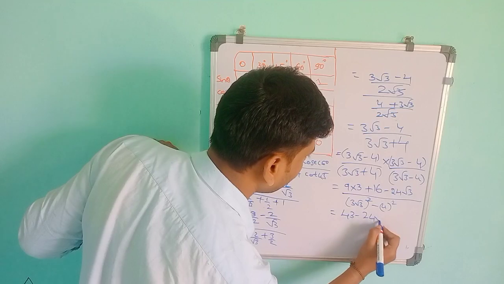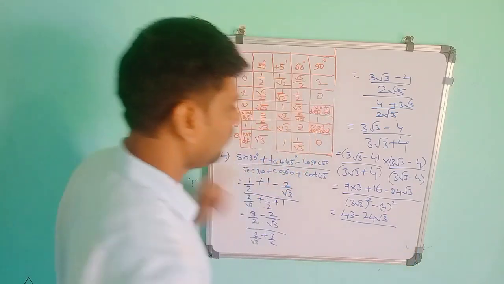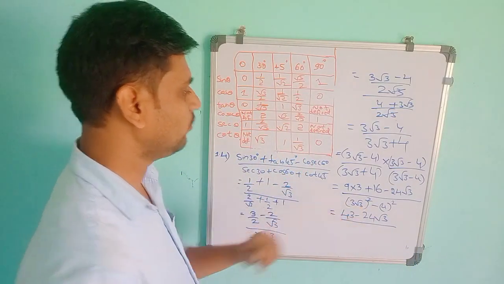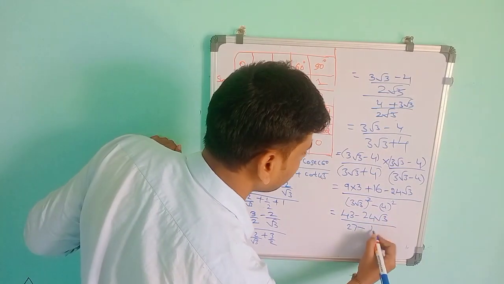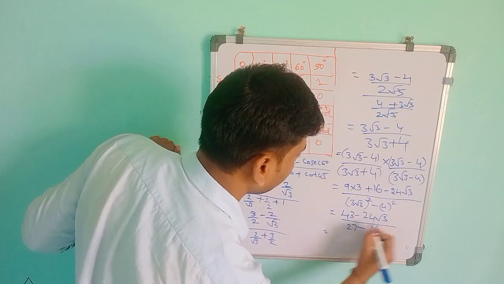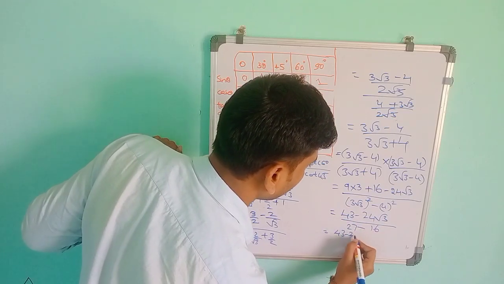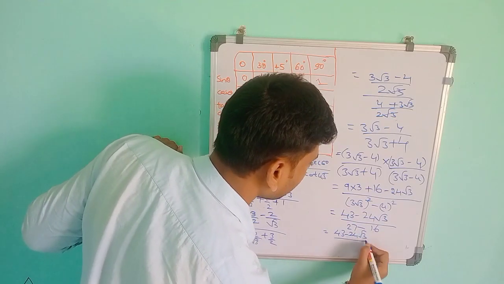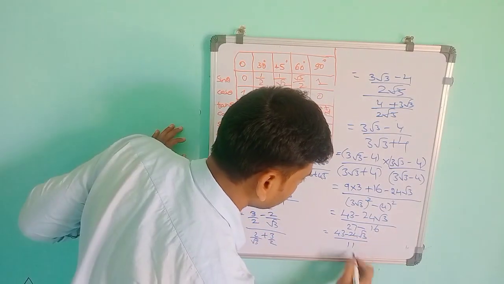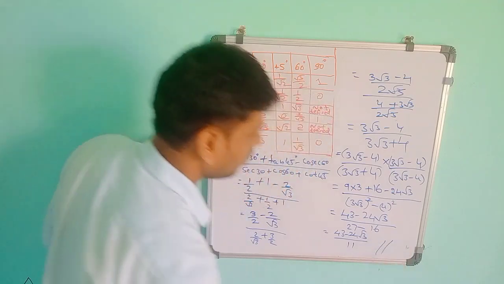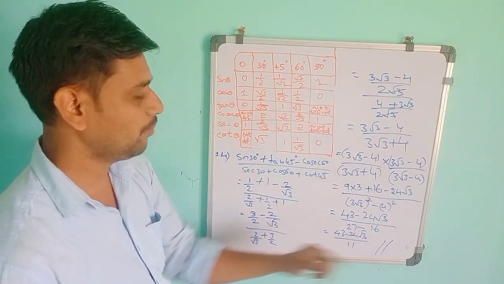43 minus 24 root 3 divided by this: 3 square is 9, 9 into 3 is 27. 27 minus this 4 square, which is 16. So 43 minus 24 root 3 whole divided by 27 minus 16, which is 11. So the final answer will be 43 minus 24 root 3 by 11.